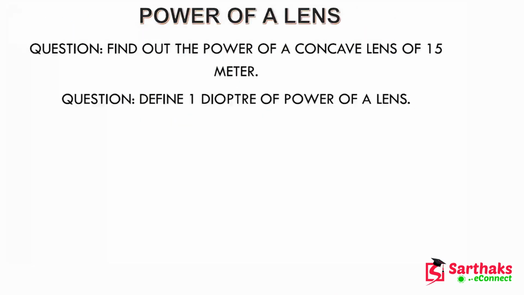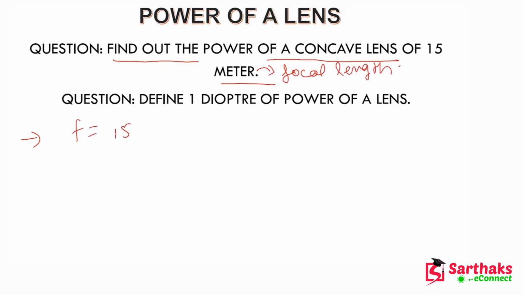Now let's see the other thing. Find out the power of a concave lens of 15 meter. There are some questions given. So we will just calculate the power of a concave lens where we have been given a focal length. Find out the power of a concave lens of 15 meter, and 15 meter is the focal length. Okay, so this is 15 meter, and because this is a concave lens, the focal length will become negative, because a concave lens always has a negative focal length.